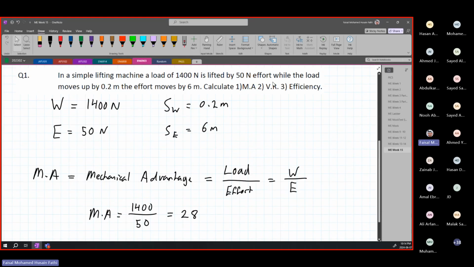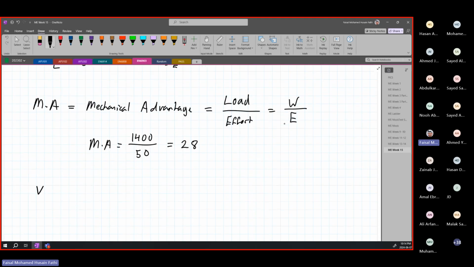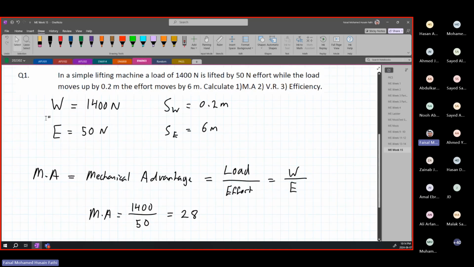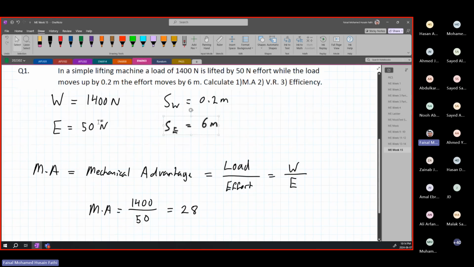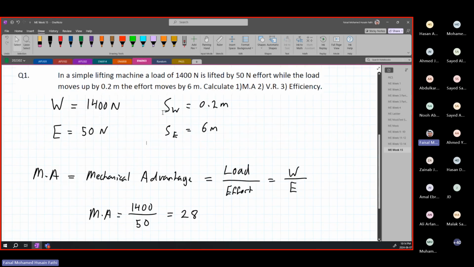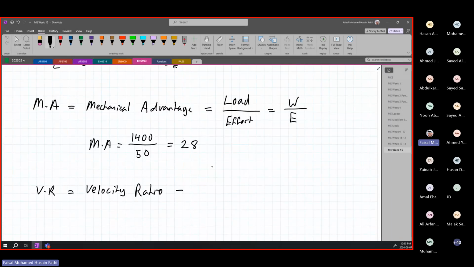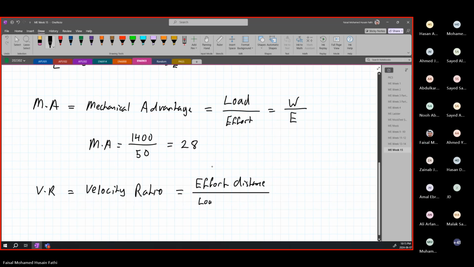And the next thing they talk about is find VR. What do they mean by VR? VR is a velocity ratio. All right, meaning how much velocity was put on the effort based on the distance and how much velocity has occurred to the load based on distance. And this is simply just a ratio of distance. It is going to be your effort distance over the load distance. I believe this equation is already available also in the formula sheet. I'm not sure, but it is very simple.